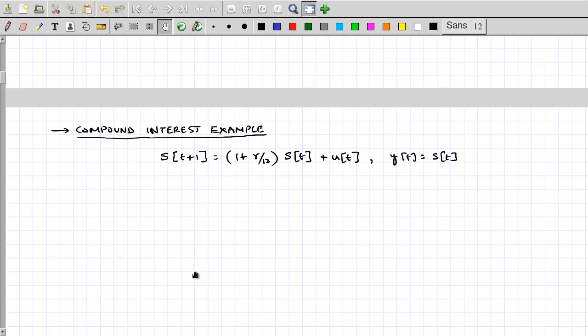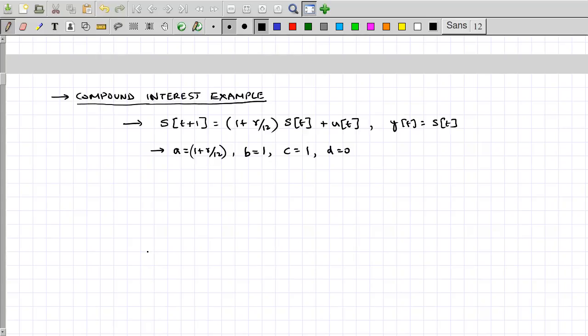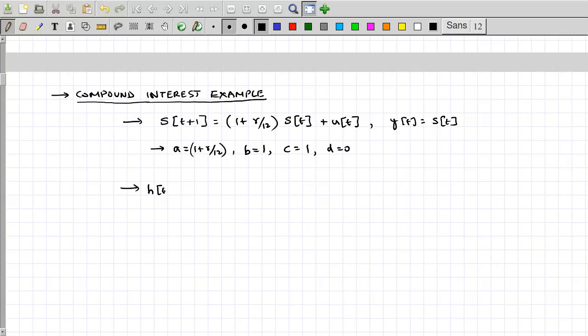So here, if you just compare it with the above example that we just did, we have a equal to 1 plus r over 12, b equals 1, c equals 1, and d equals 0. So we get an impulse response h of t equals 0 for t equal to 0, because that's d, and the other ones are c, which is 1, times 1 plus r over 12 to the power of t minus 1, times b. So it's simply this.